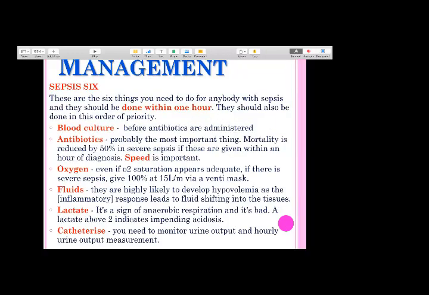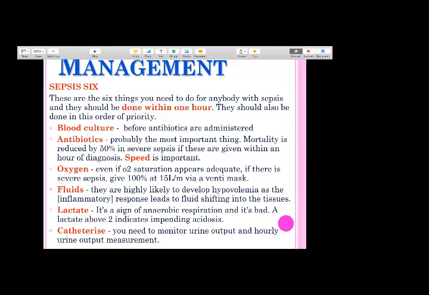Management: the Sepsis Six. There are six things that you need to do for anybody with sepsis. And these six things should be done within one hour. The patient presents, and within one hour from entry into the ER or hospital, this should be done. This should also be done in this order of priority.